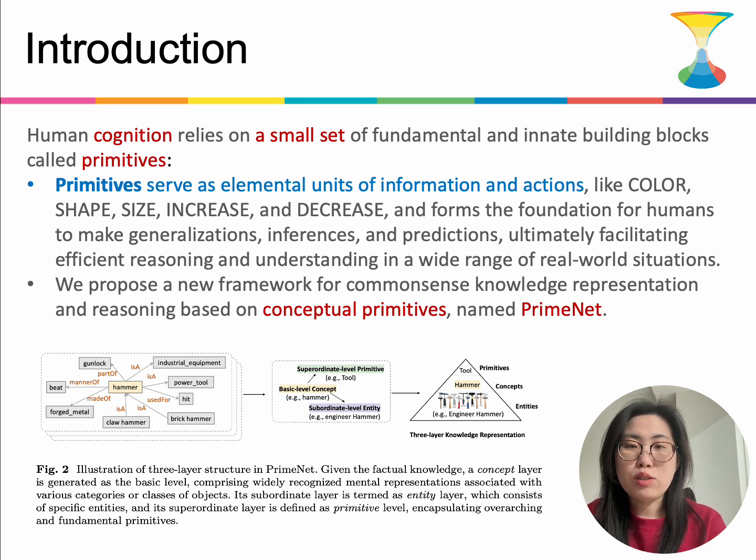So, inspired by conceptual primitives, in this work, we propose a new framework for common sense knowledge representation and reasoning based on conceptual primitives, named PrimeNet. The PrimeNet framework consists of 3 layers, as shown in Figure 2. The primitive layer comprises fundamental and universal elements that act as the building blocks of cognition. The concept layer is commonly used mental representations of categories or classes of objects, ideas, or events that share common features. The entity layer represents specific instances or examples of concepts.